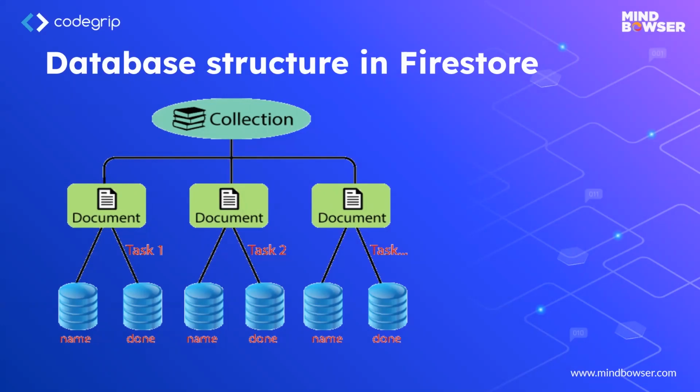Next comes the database structure in Firestore. So as you can see, the database structure of the Firestore consists of three parts. First is collection. It is like the table, which consists of documents. The document is the unique element which consists of the values in a key value format.